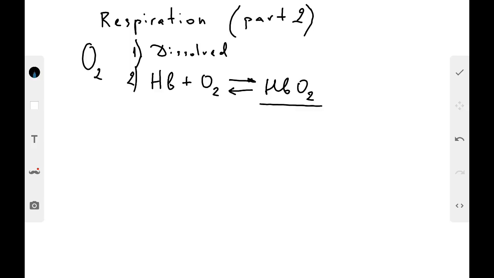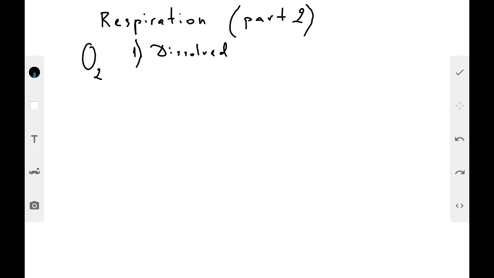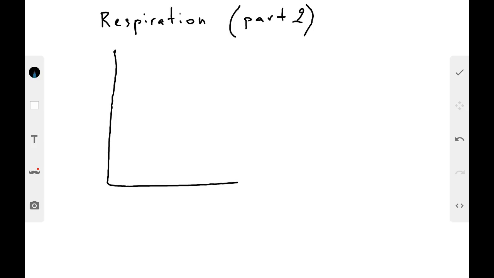So it is illustrated by oxyhemoglobin dissociation curve. So we will draw this curve and we'll analyze it. So on abscissa axis we have the tension of oxygen. So it looks like partial pressure of oxygen. We will measure it in millimeters mercury.